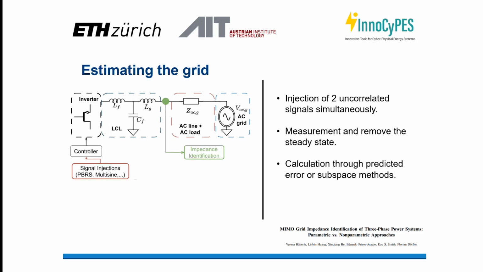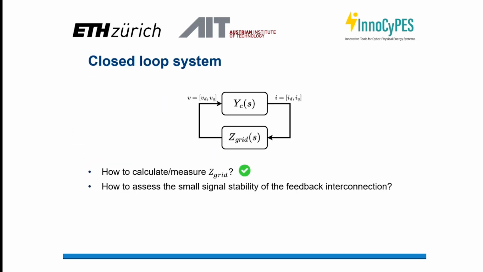So far, we have gone through how we can represent the grid. The grid is inherently really hard to represent and changes all the time, but we need to represent it in such a way, depending on what you want. So we can say that we're ready to check this. We have our two blocks, and when we connect such blocks, we need to assess the small signal stability of such a connection.